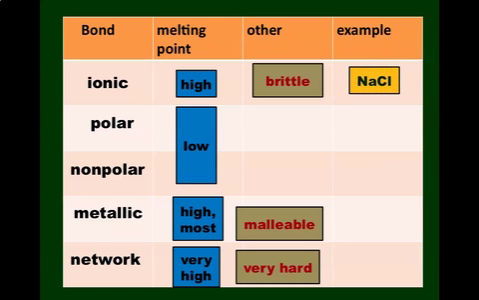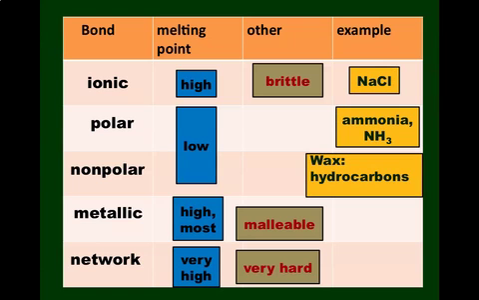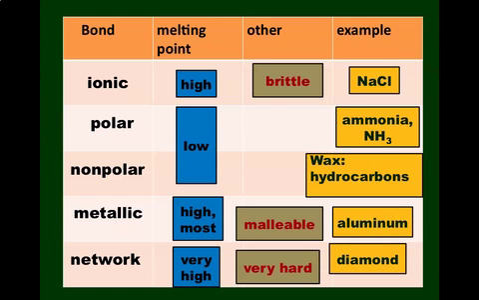For an example compound, ionic, we have our classic example of sodium chloride, which is table salt. Polar is ammonia, NH3, or even water, H2O. Nonpolar is like wax, hydrocarbons, oils, things that typically do not dissolve in water. A metallic bond would be like aluminum has. And our example for a network covalent is a diamond.